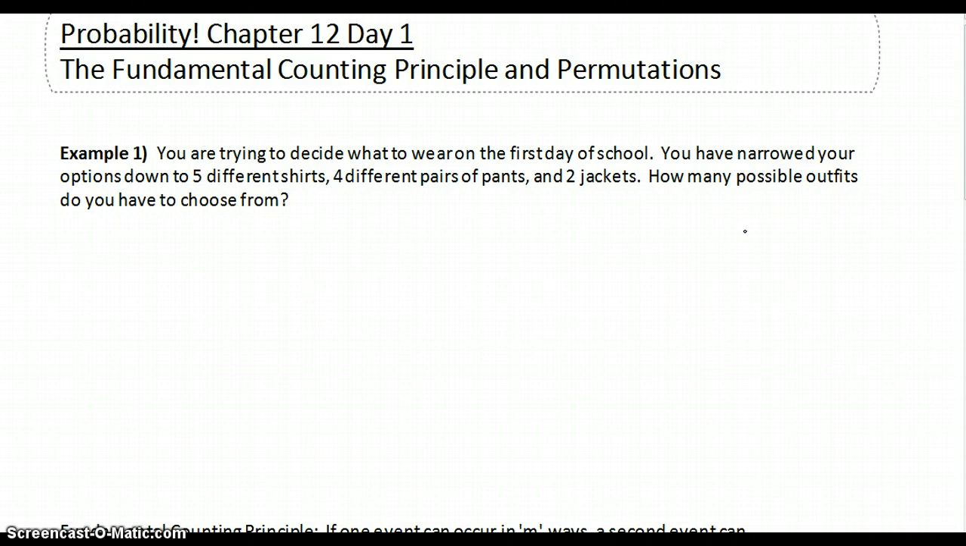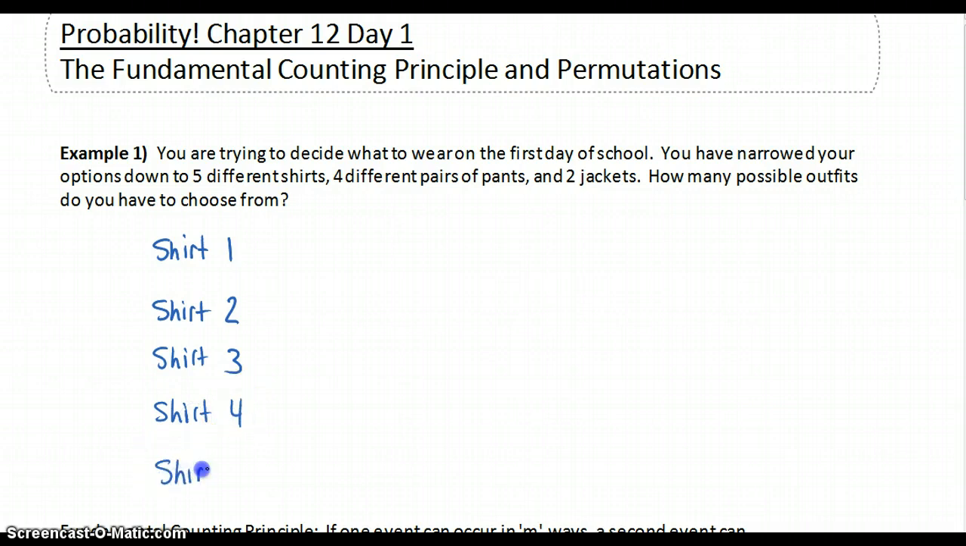Example number 1. You're trying to decide what to wear on the first day of school. You've narrowed your options down to 5 different shirts, 4 different pairs of pants, and 2 jackets. How many possible outfits do you have to choose from? So the likely way that you think of doing this is, okay, well, I have 5 different shirts. So let's say we have shirt 1, shirt 2, shirt 3, shirt 4, and shirt 5. All right, to figure out the total number of outfits, I just need to figure out how many options I have with each shirt.